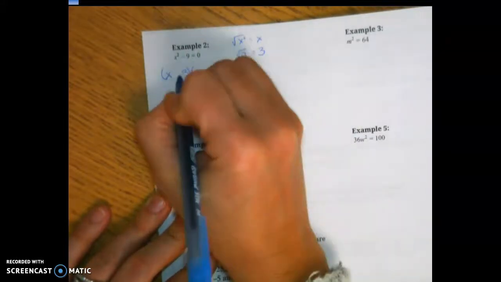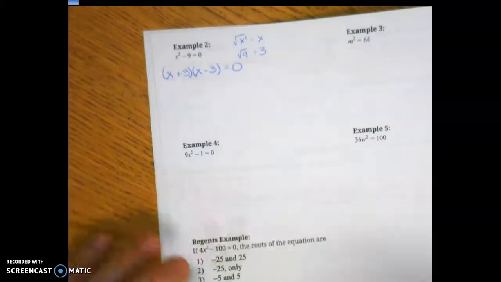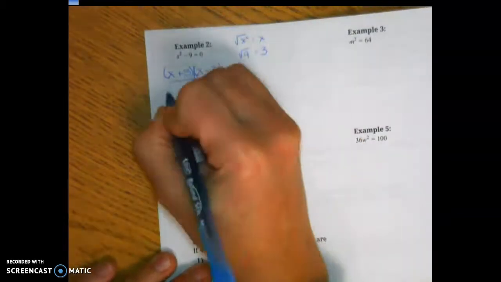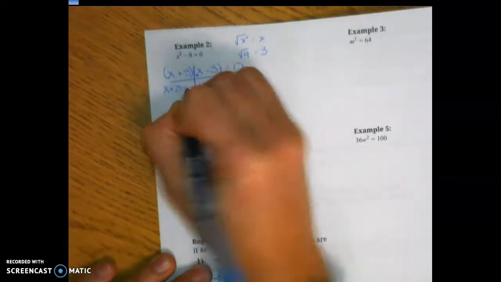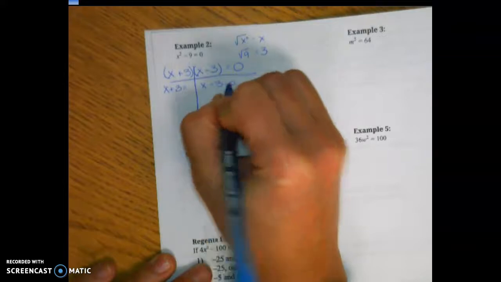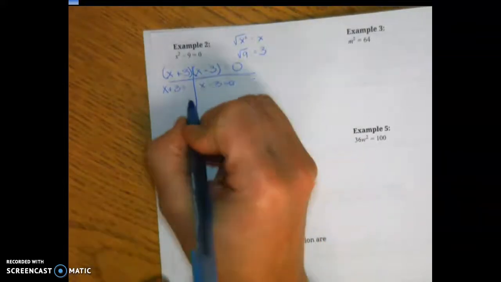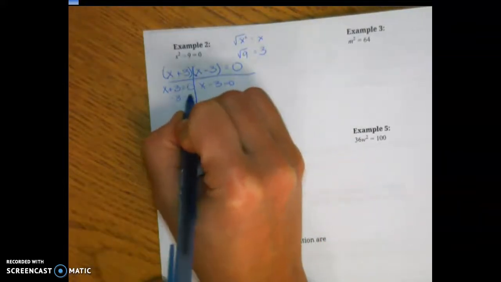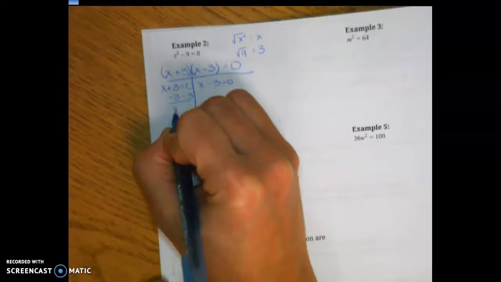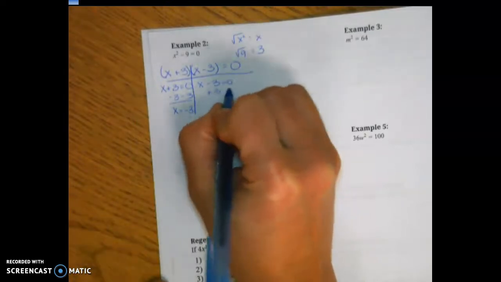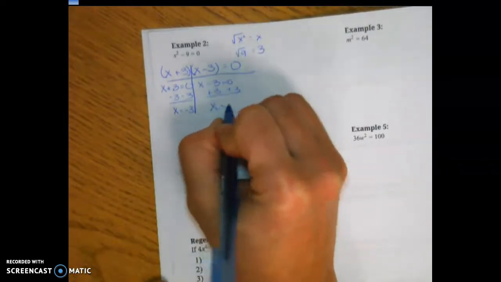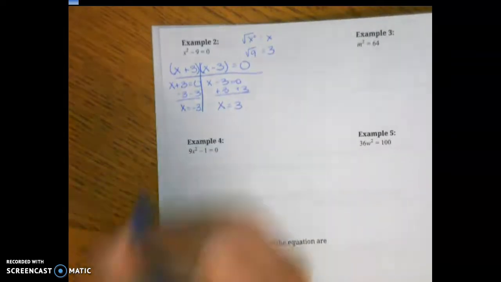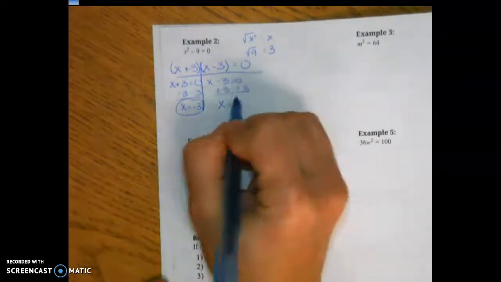And one of these will be a plus and one will be a minus. Okay, then I'll set both factors equal to 0, so x plus 3 equals 0, and x minus 3 equals 0. And then I'll solve both one-step equations. Okay, for this one, I'll subtract 3 from both sides. And I'll get x equals negative 3. And then on this one, I'll add 3 to both sides, so I'll get x equals 3. So for this one, I have two solutions, x equals negative 3 and x equals 3.